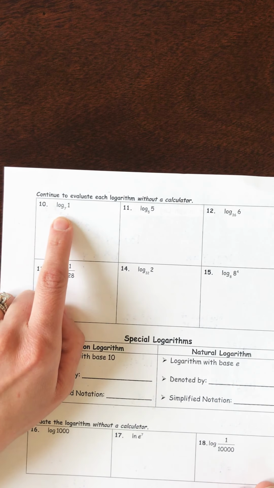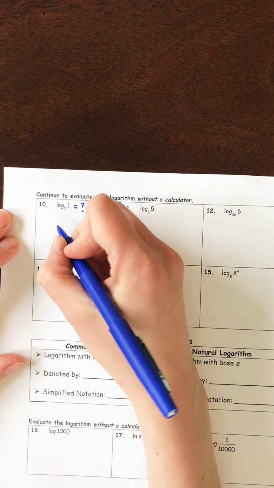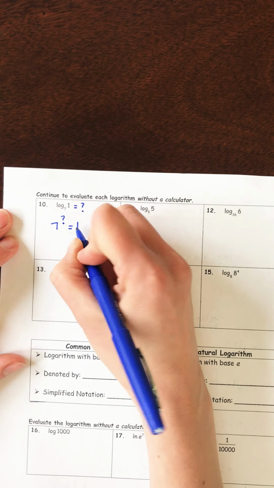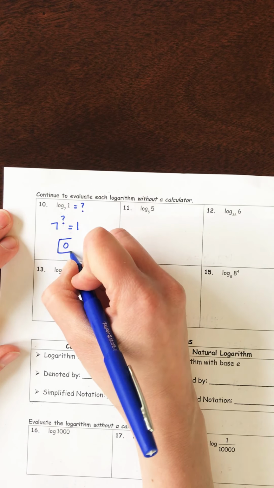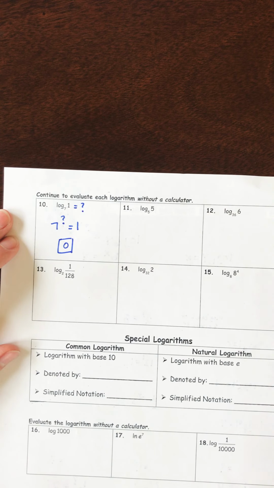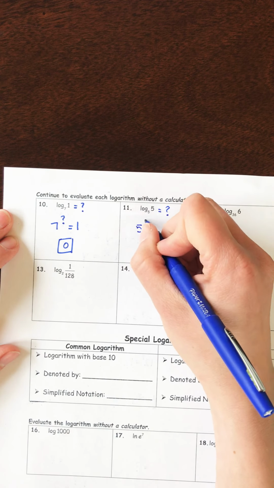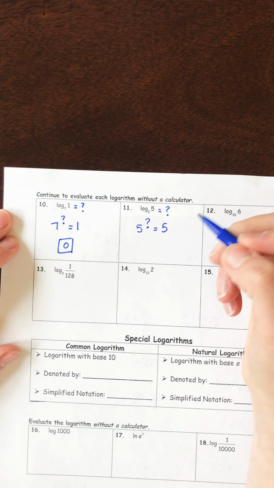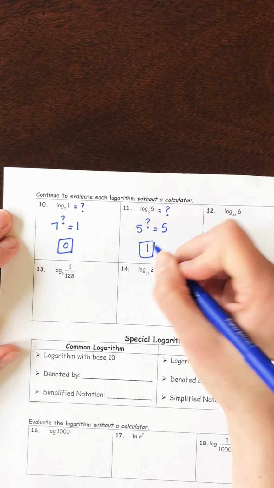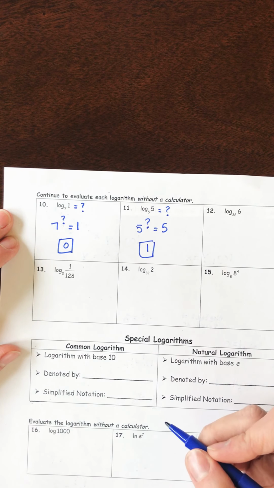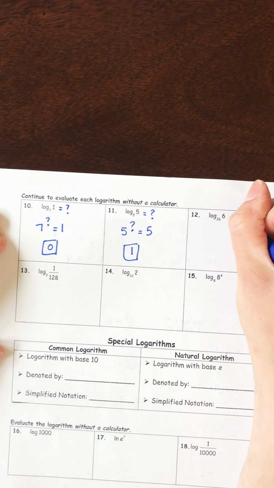If I had log 7 of 1, okay, so I'm asking, again, 7 to what power equals 1? Well, anything to the 0 power will always give you 1. So my answer is 0. Log 5 of 5. Okay, so again, I'm saying, well, 5 to what power gives you 5? Well, to get 5 back from 5, my exponent must have been 1, because 5 to the 1st power is 5. Okay. Log 36 of 6.